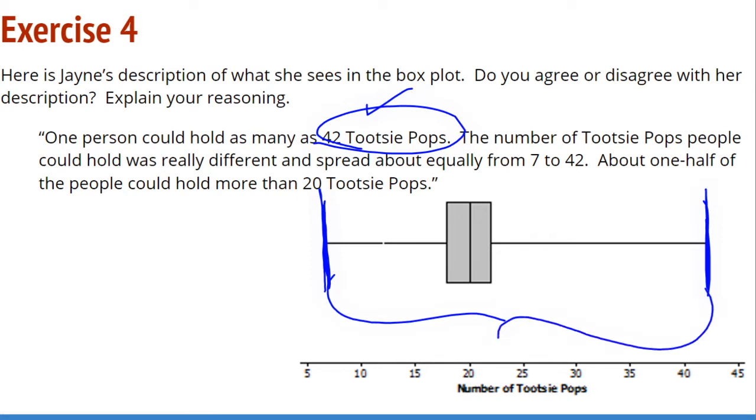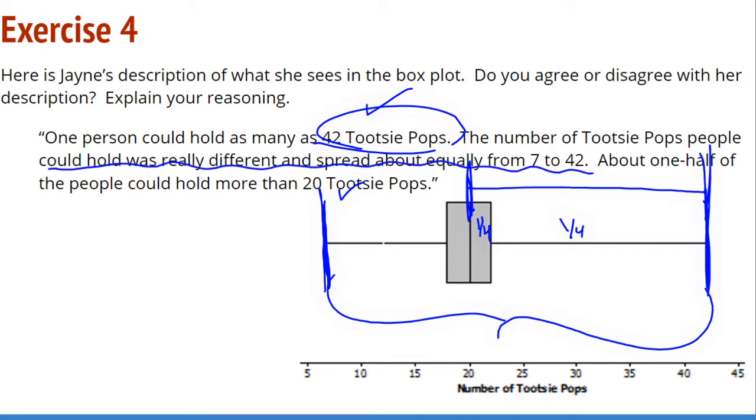And then Jane says about half the people can hold more than 20 Tootsie Pops. So here's the middle to here. Well, that's a true statement. I've got a quarter here, and a quarter here. So about half the people could hold more than 20. That's a true statement too. But is this data spread equally from 7 to 42?